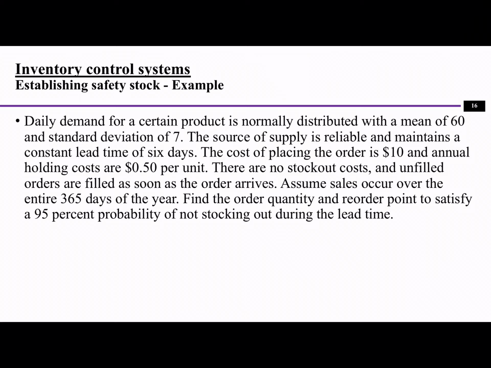And annual holding costs are 0.5 per unit, so we know holding cost H is 0.5. And there are no stockout costs, and orders are filled as soon as the order arrives. Assume sales occur over the entire 365 days of the year. So this fits the economic order quantity model, right? Now it asks us to find the order quantity and reorder point to satisfy a 95% probability of not stocking out during the lead time.